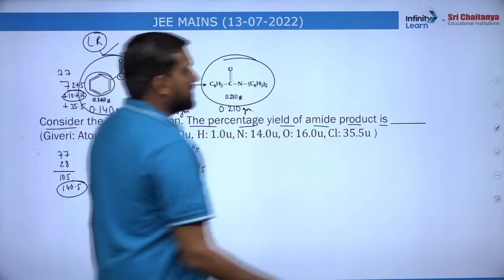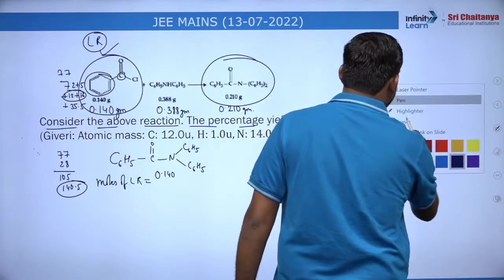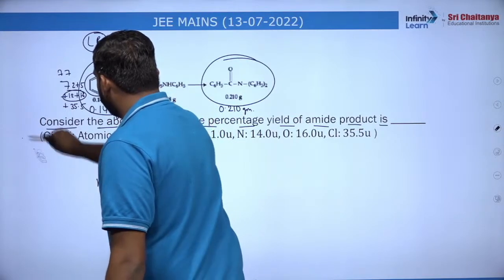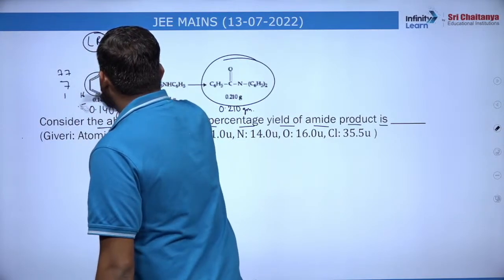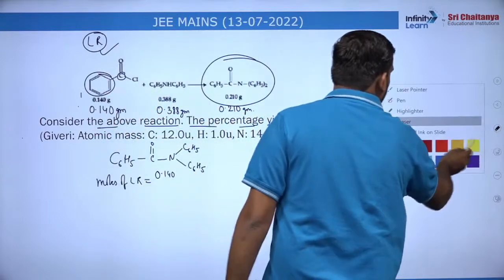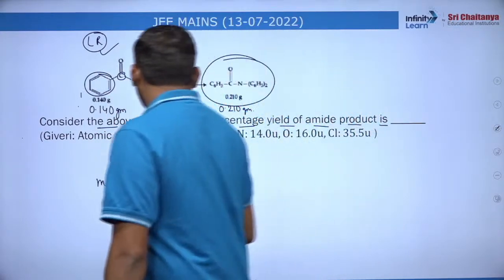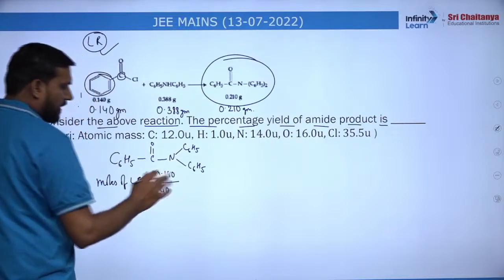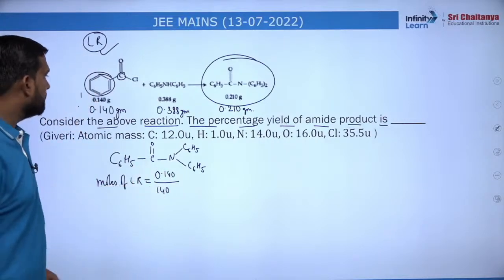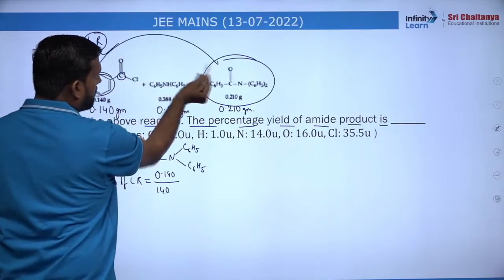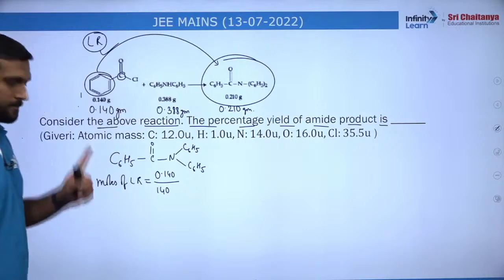Okay, just a minute, just remove this calculation part. So this is going to be the molar mass, so it has to be divided by 140. Let's take an approximate value of 140. Okay, now for this much mole of reactant, this much mole of product should be produced.